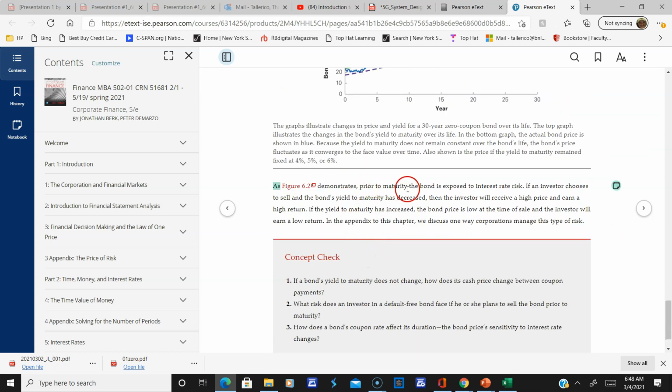As this demonstrates, prior to maturity, the bond is exposed to interest rate risk, as we all know by now. So if an investor chooses to sell and the bond's yield to maturity has decreased, then the investor will receive a higher price and earn a higher return. And this is all due to the inverse relationship between interest rates and bond prices.